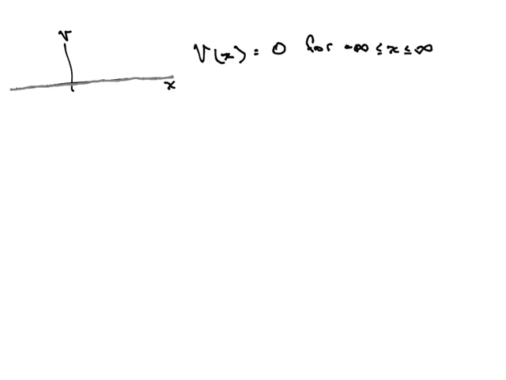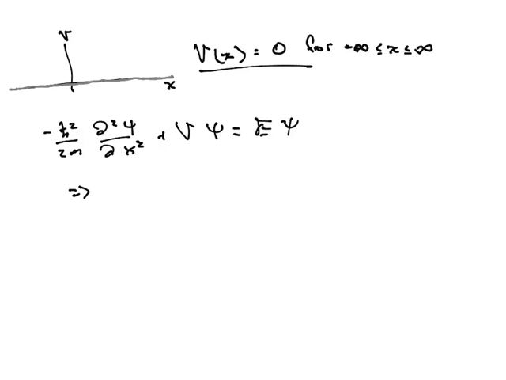So now that we know that, we have our Schrodinger's equation. It becomes V is equal to 0 everywhere, so we get minus h bar squared over 2m, second derivative with respect to x squared of psi, plus 0, because V is equal to 0, is equal to E times psi. So now this is what Schrodinger's equation becomes for a particle in free space, that is, the potential is 0.